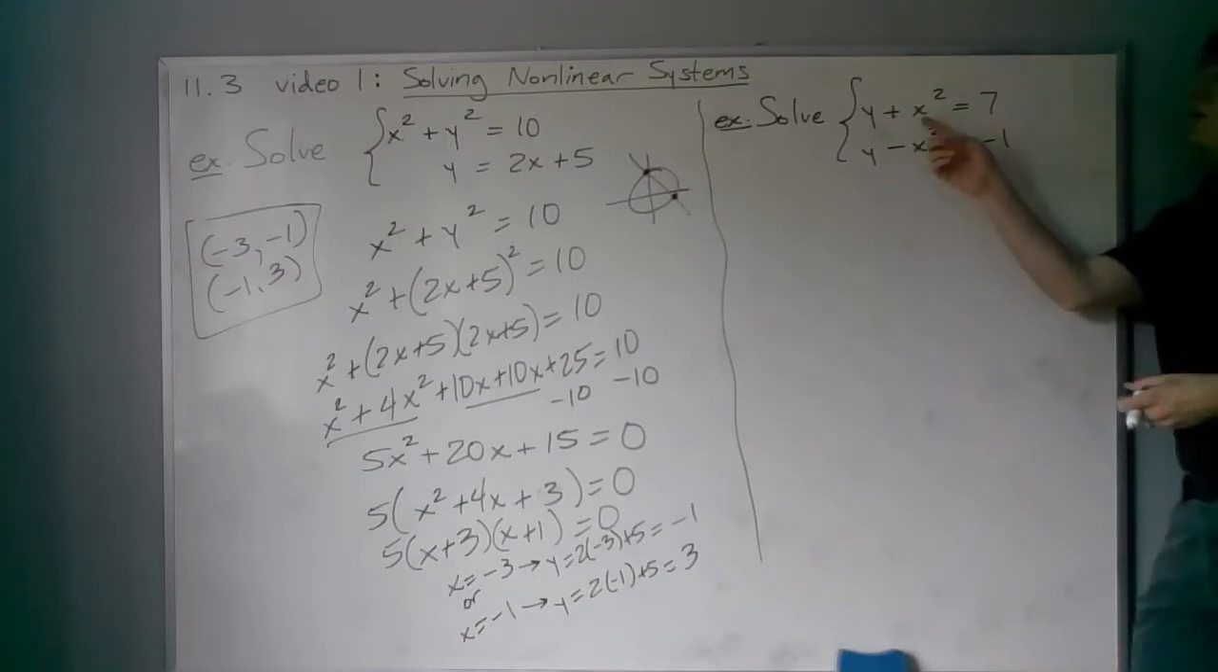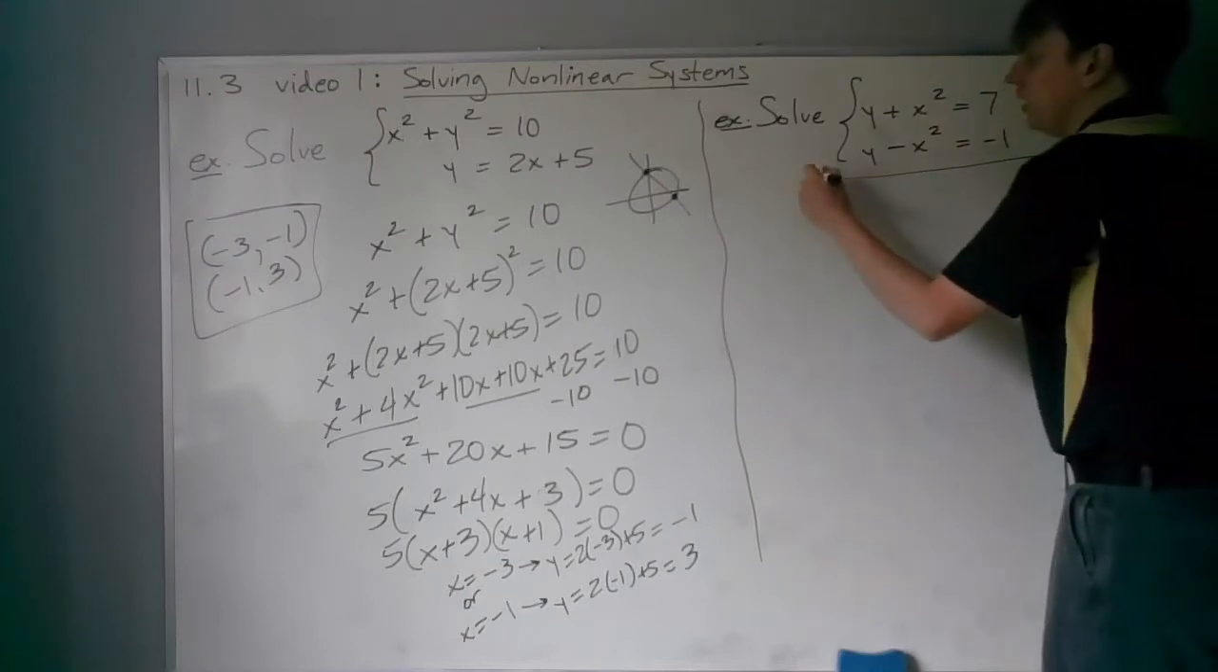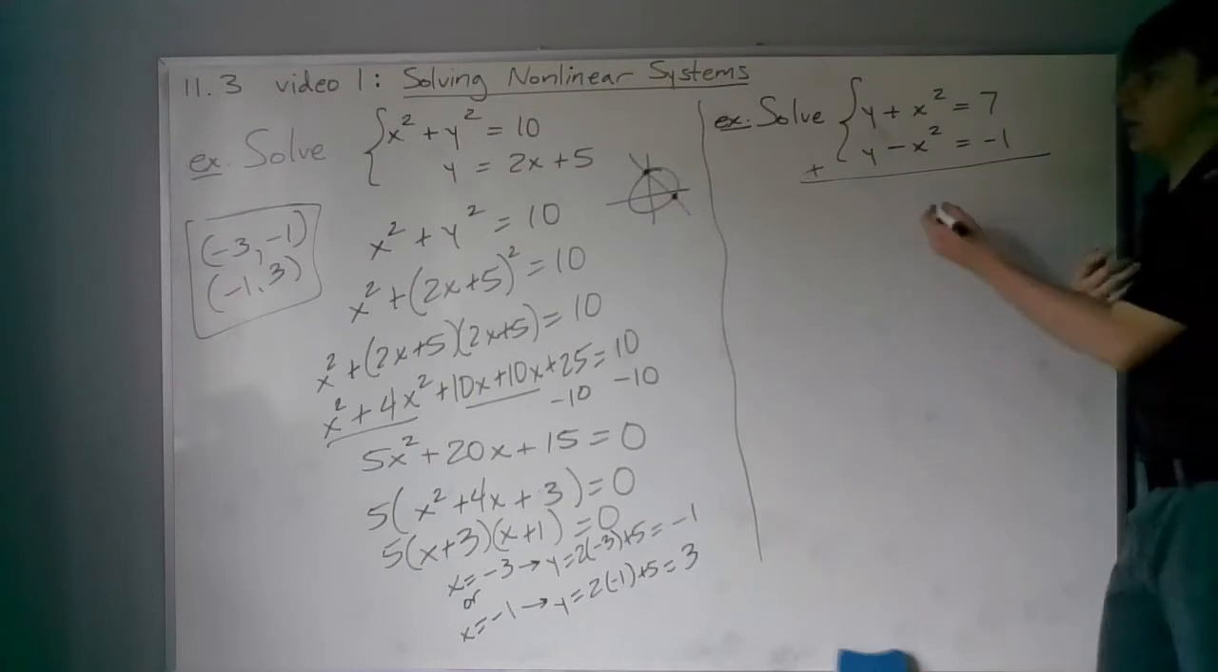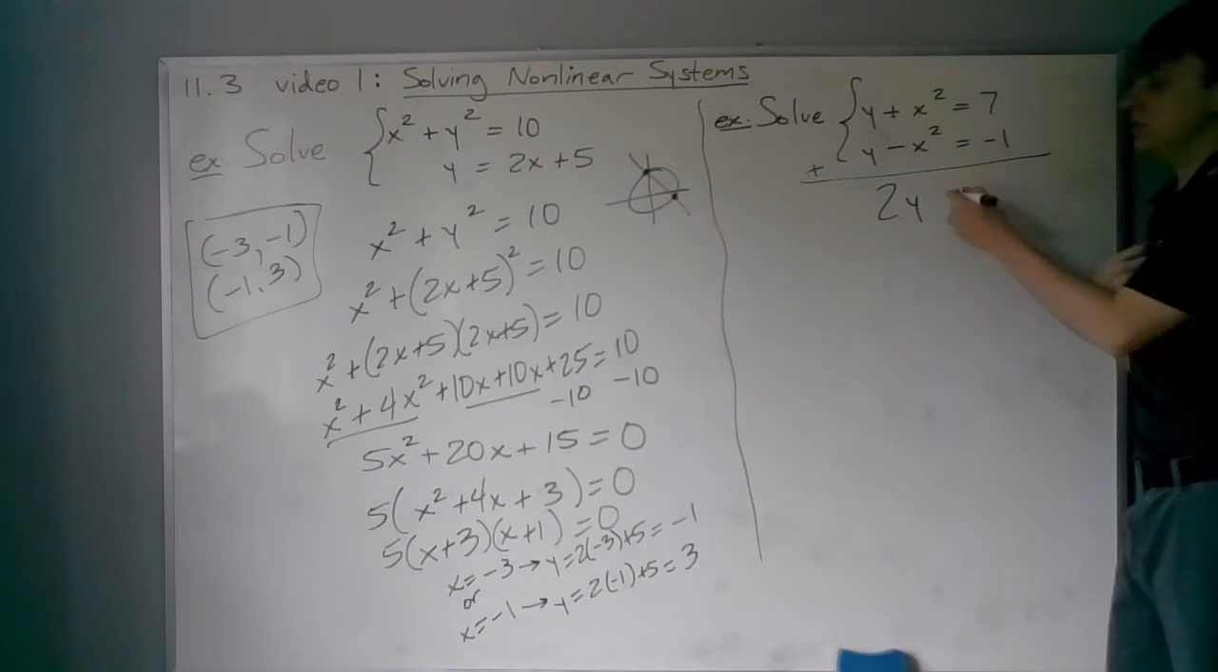Because we already have a positive x squared and a negative x squared. If I just add the two equations right off the bat, the x squareds are going to cancel and we'll only have one variable left. 2y with no x's is equal to 6.